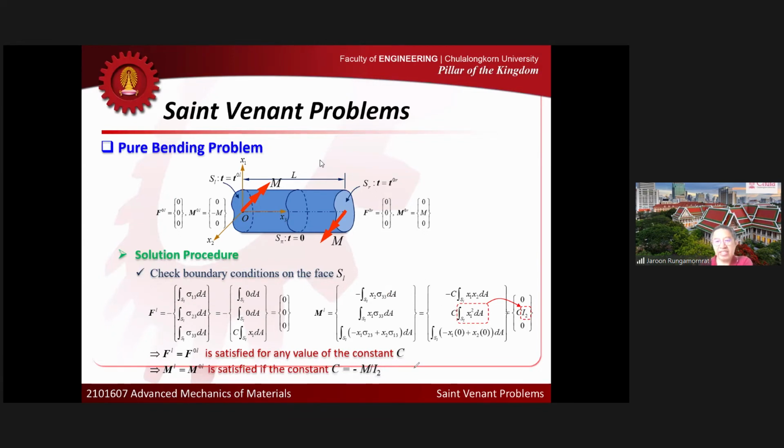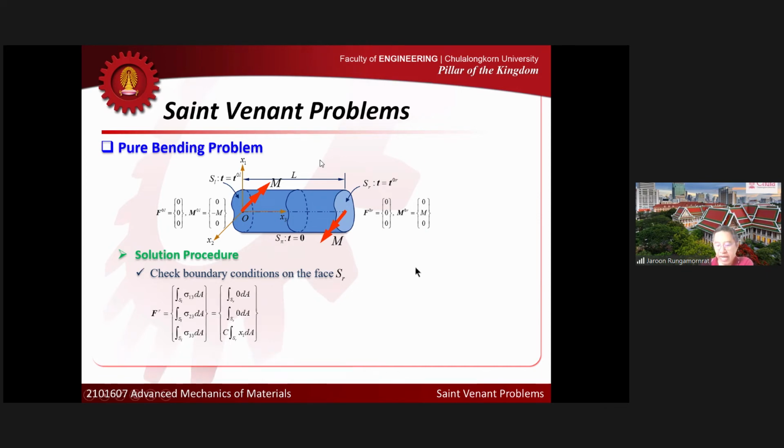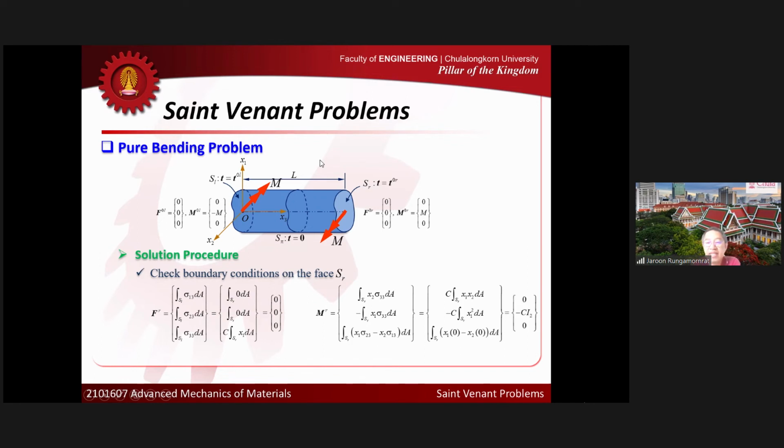So now I will check the condition at the right end. Okay? I do exactly the same way. I compute the net force due to the stress field, and I get 0 like this. And for the net moment, I perform the integration in the same way. Again, I can see that that term disappears because of the definition of the principal axis, and that term disappears. And that one is simply I2. So I get something like this.